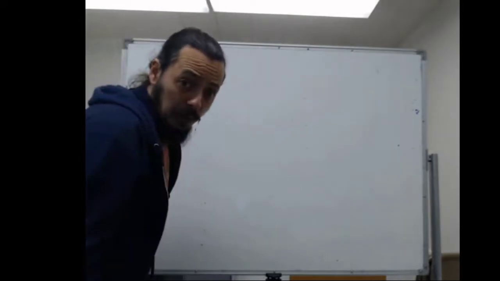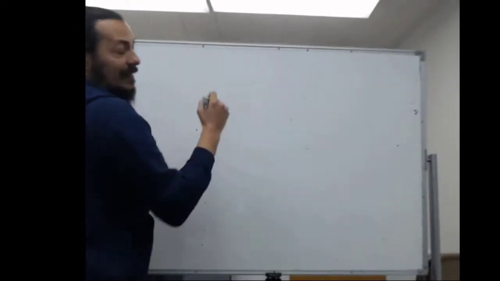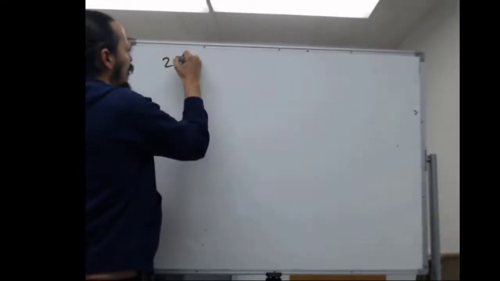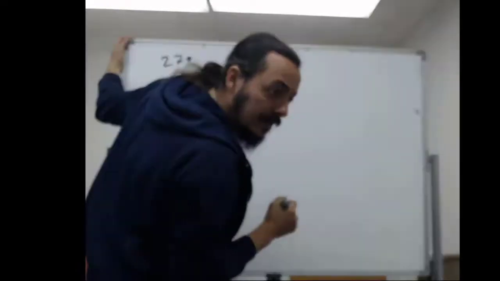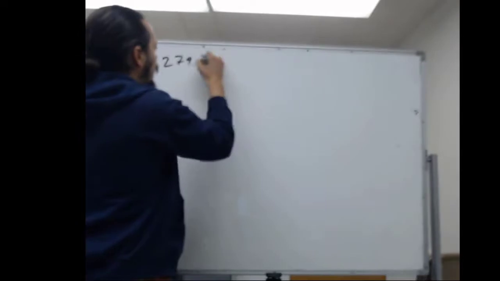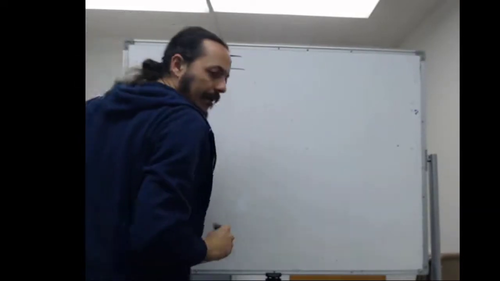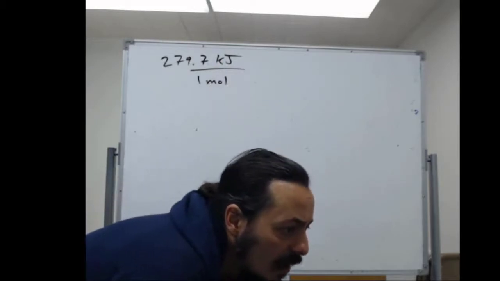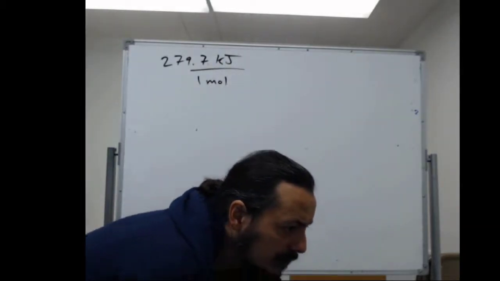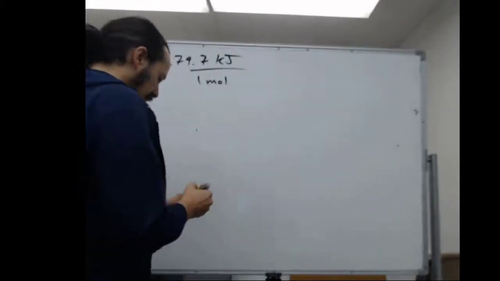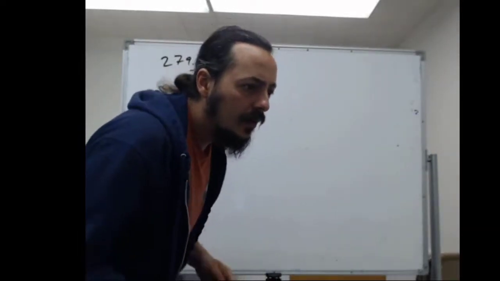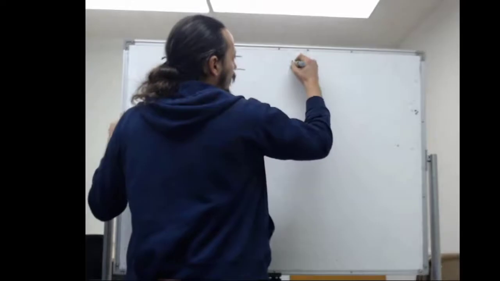As I approach any problem, I first start out by writing the explicit information. 279.7 kilojoules per 1 mole. That's the only number I'm given. The ultimate question is maximum wavelength.